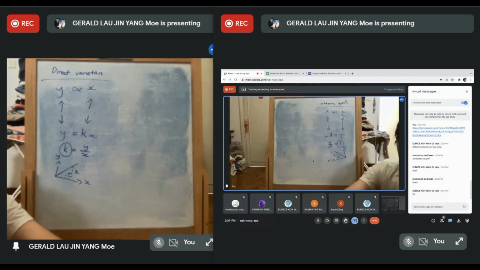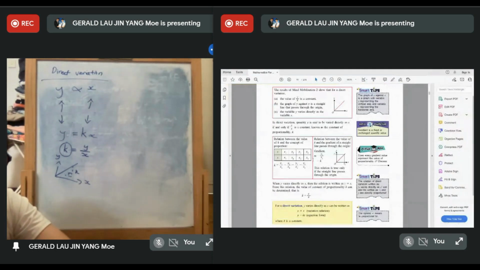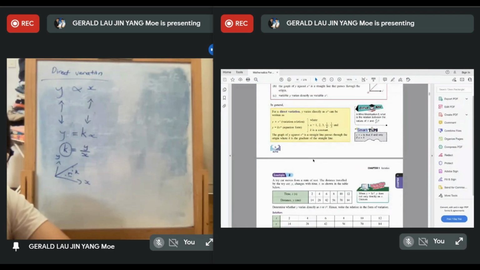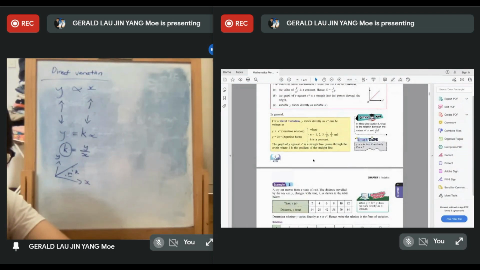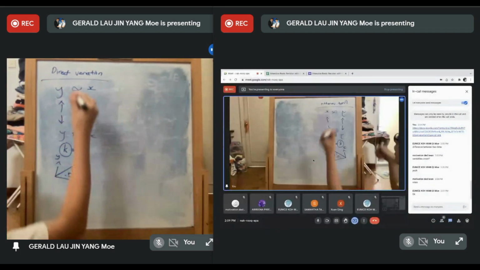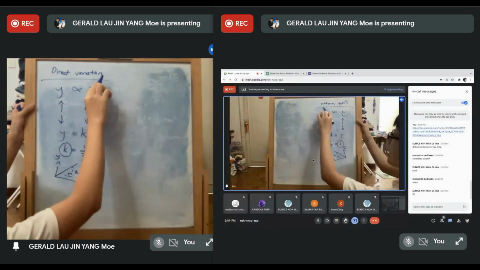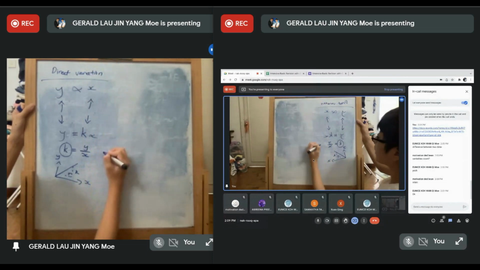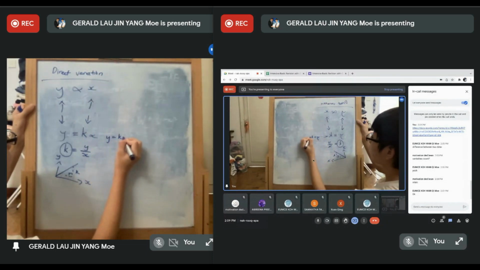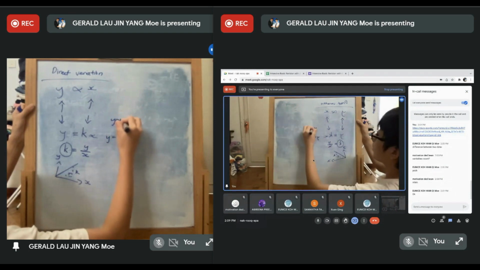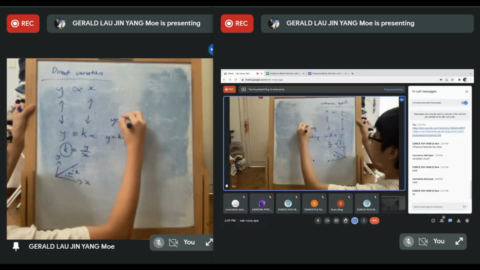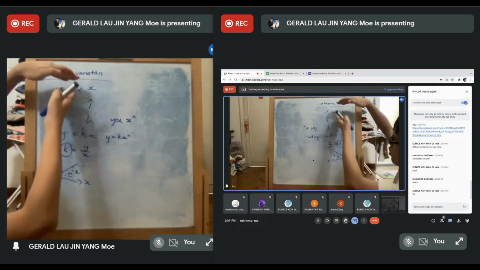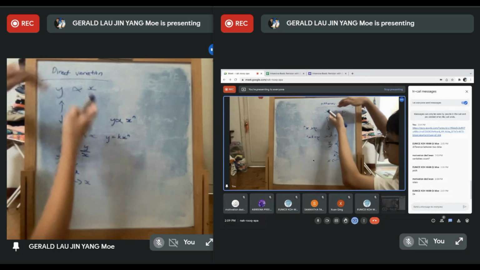So for a direct variation, normally we write it like this, but sometimes the x can also be an index. So we can also write it as y equals kx to the power of n, y alpha x to the power of n. But this one is not too important, so no worries. The most important thing you have to understand is direct variation.